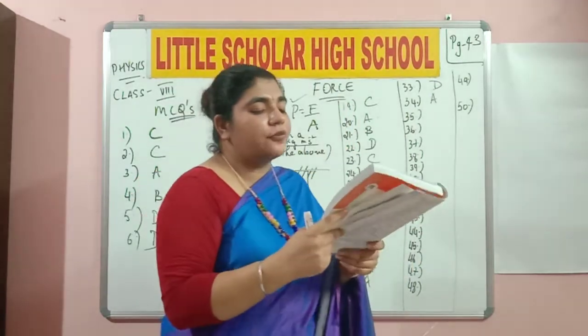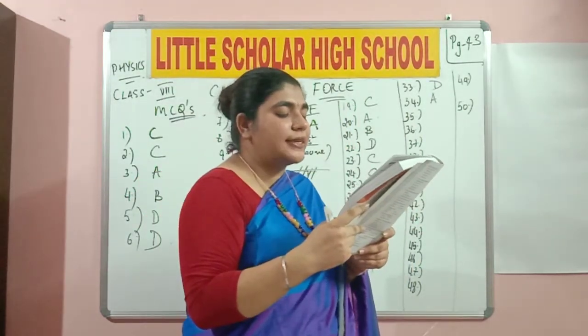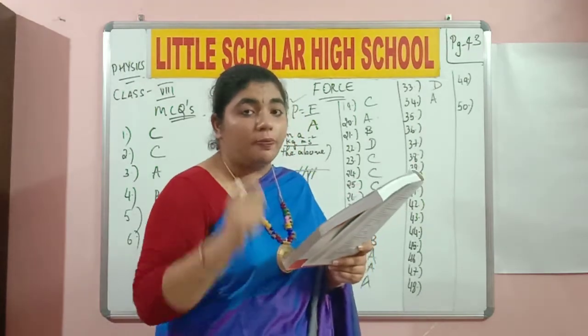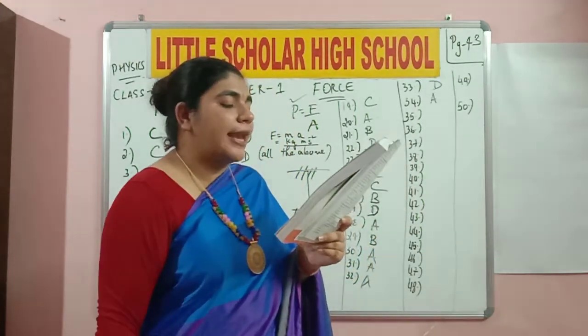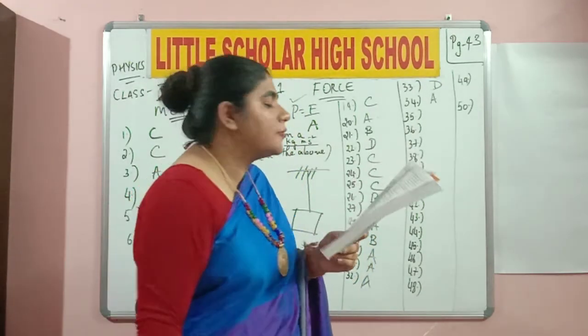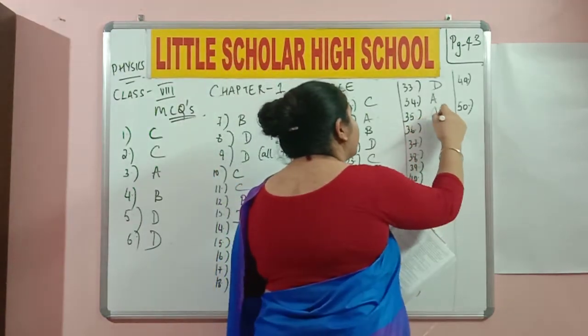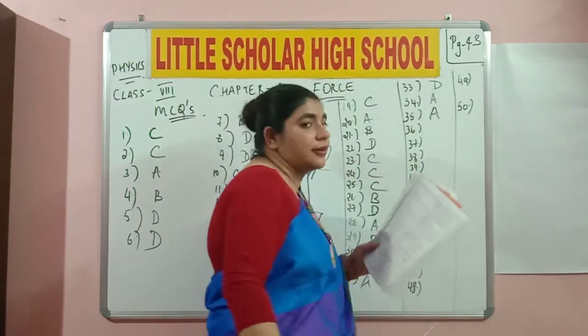35. A sharp knife can cut food much more easily because, as I just told you, more pressure. Look at option A. It produces greater pressure on the food. Yes, they have made our work very easy because option A is the answer.